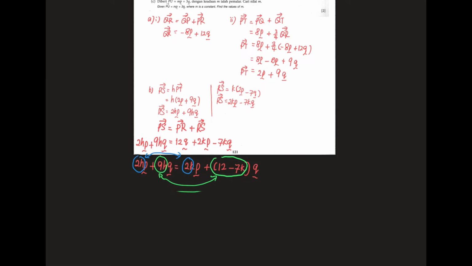2H equal to 2K. This compares with this, the coefficients of vector P. Now we compare the coefficients of vector Q, the one that I circle in green. You can compare also, and we should expect some simultaneous equation after that. So write down first. 2H equal to 2K. So H equal to K.